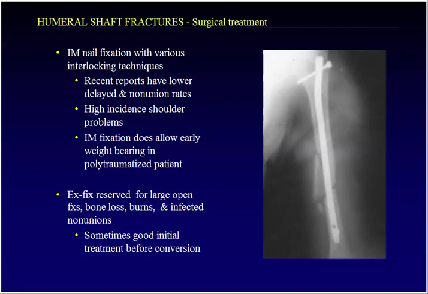External fixation in humeral shaft fractures is typically reserved for patients that have large, open, soft tissue wounds, significant bone loss, or burns where soft tissue management is a problem, or infected non-unions. Sometimes it can be used, again, in damage control orthopedics as a good initial treatment before conversion later to a more definitive type of fracture management.